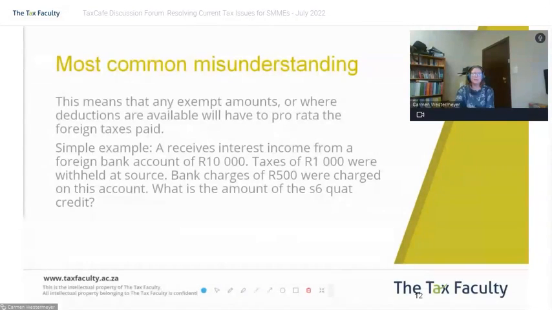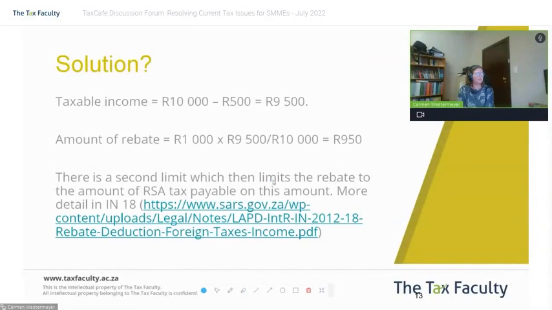All right, so in this one then, I'm hoping that you've realized that I'm going to have gotten cash of 8,500 Rand because there was a gross amount of 10,000, 1,000 Rand taxes, bank charges 500. So I got cash of 8,500. First things first is that my taxable income is actually going to be the 10,000 interest received minus the 500 bank charges that I paid. So I'm going to have taxable income of 9,500.